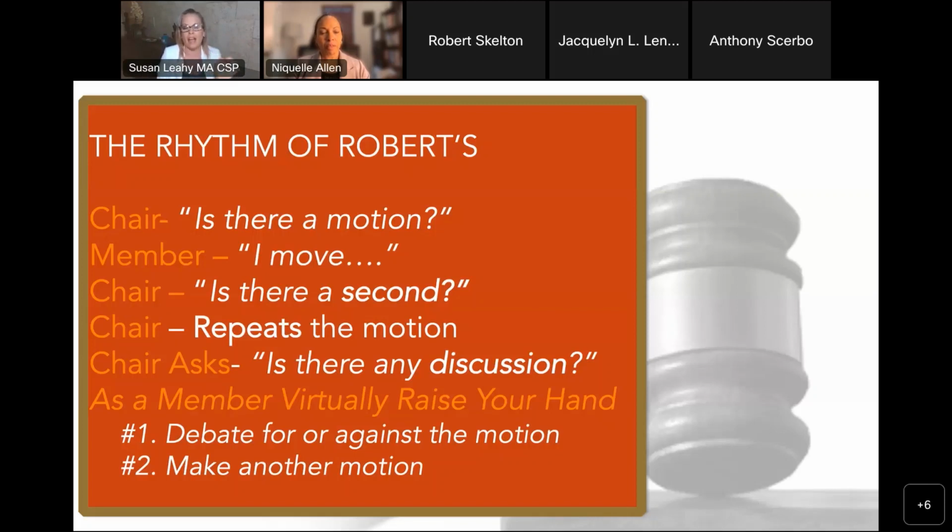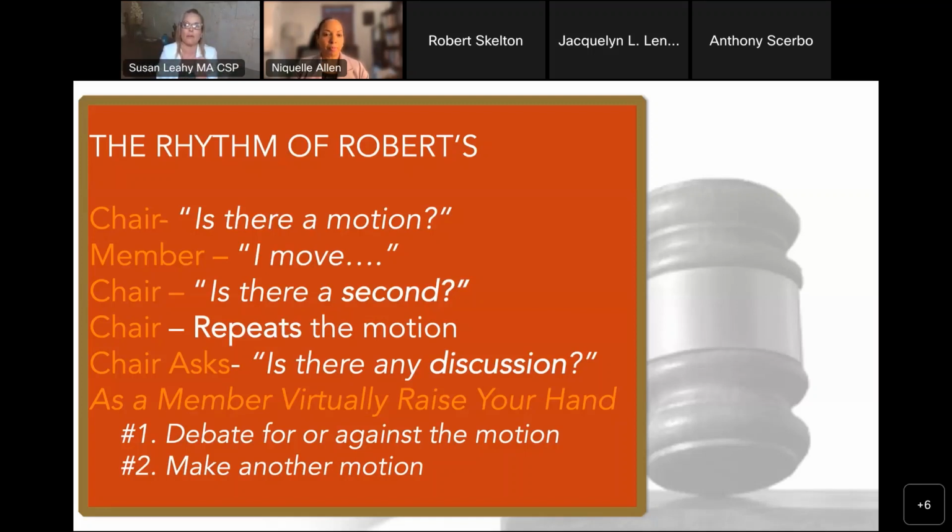Robert's says that the chair has to repeat the motion in order for that motion to become the property of the board. Now, what I love about this is that the motion becomes property of the board. It no longer belongs to any one person. So we can get our egos out of the boardroom, because just because I made the motion doesn't mean I'm any more special than anyone else in the room. Once that motion is made and seconded, it now belongs to the board. And the board is going to discuss that motion. The board members can add something to or subtract something from it, or they can refer it, or they can postpone it. And then ultimately the board can vote on that motion.